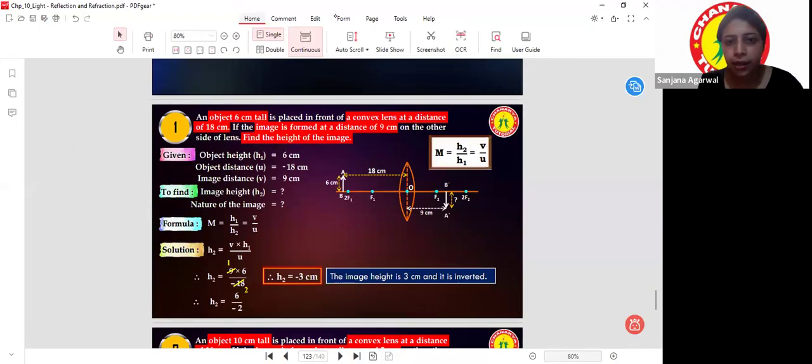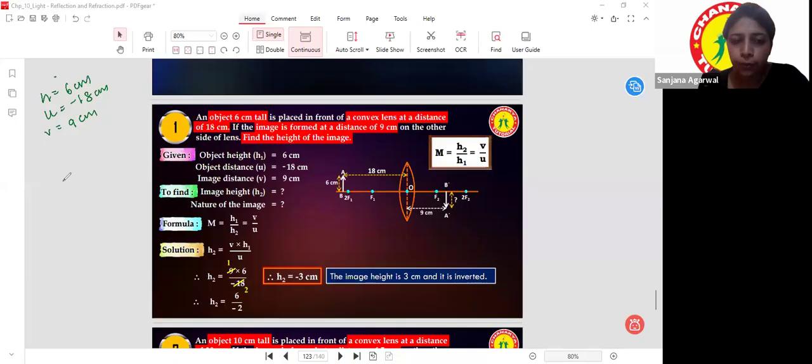An object 6 centimeter tall is placed in front of a convex lens. The object is 6 centimeter tall, okay? Placed in front of the convex lens at a distance of 18 centimeter. U is also given as 18, so minus 18. The image is formed at a distance of 9 centimeter. V is also given. If the lens is convex, the image is obtained at 9 centimeter on the other side, that is positive 9. Then find the height of the image.